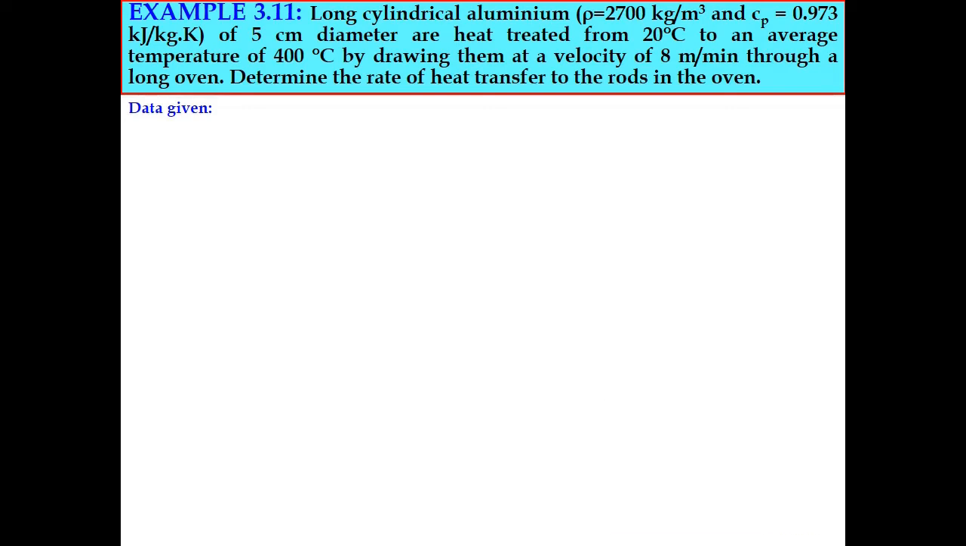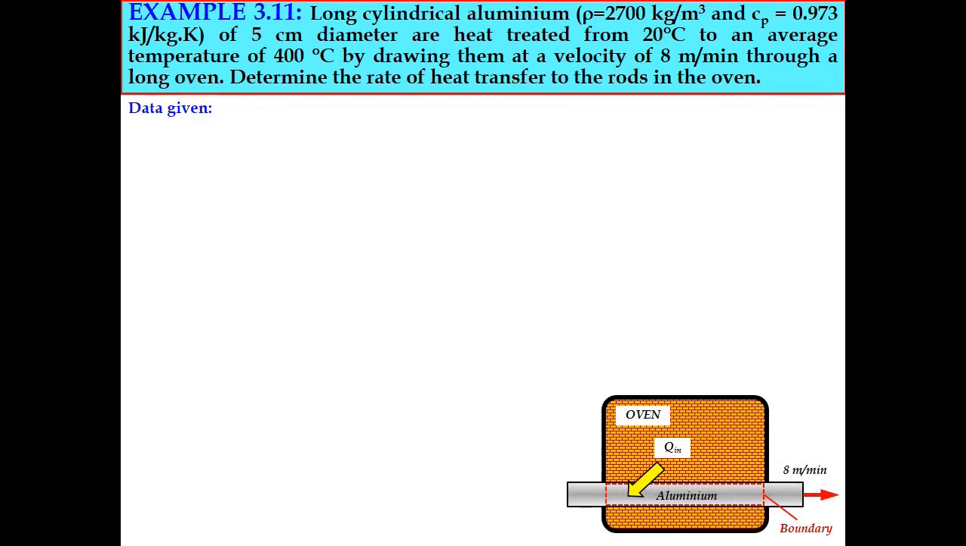Okay, based on the data given, draw the schematic diagram. So we have an oven and also an aluminium rod. We choose a part of the aluminium as our boundary. So we have Q in, and the speed of the aluminium rod entering the oven is 8 meter per minute.